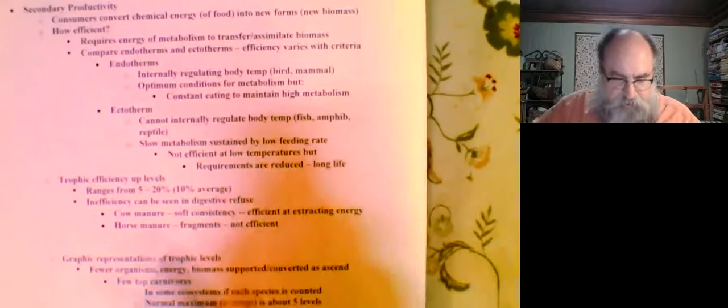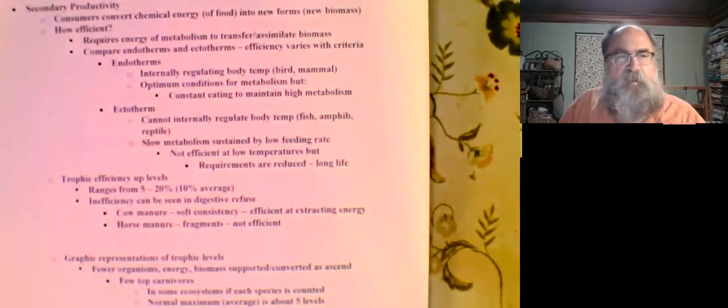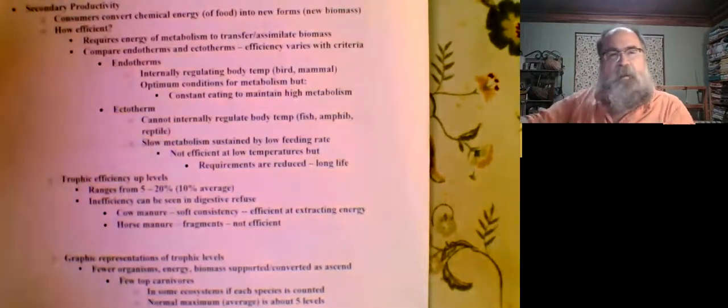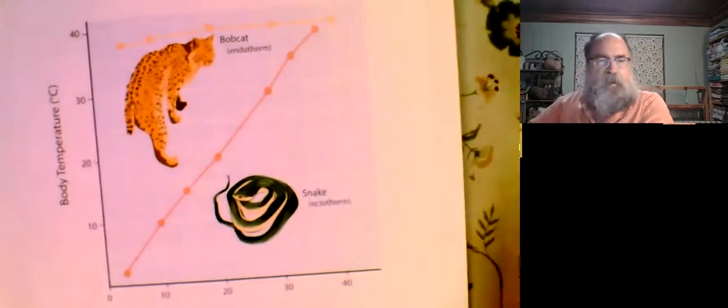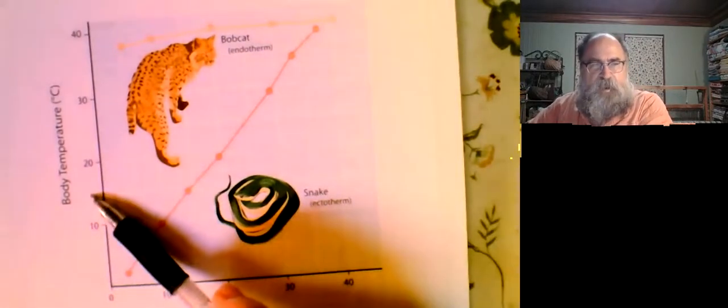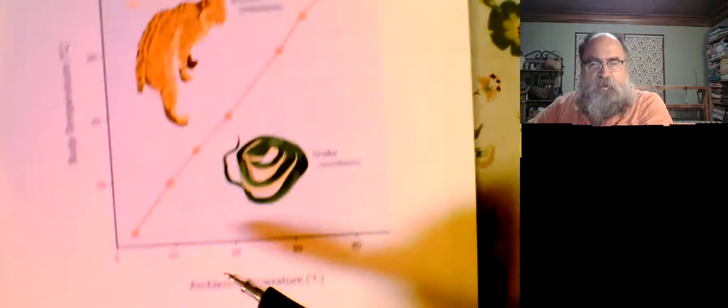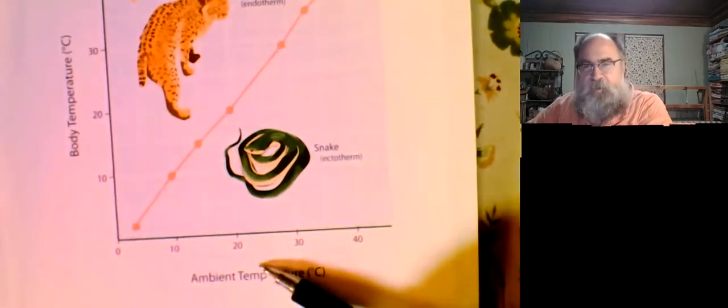Well, let's take a look. We got endotherms and ectotherms. So look at animals that we're familiar with, and we see here's a scale of body temperature versus ambient temperature.